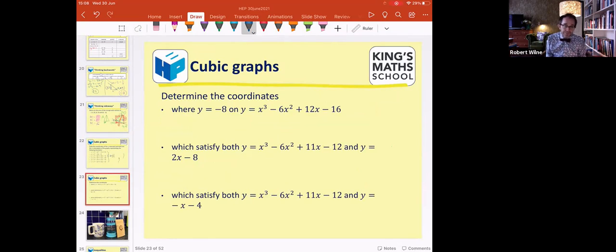Same sort of idea. So there's some algebra here. Time back to last week. So how do we find the coordinates? Well, we make that equal to -8, and then we go about solving that cubic equation, which we talked about last week. Good ways of doing so by factorizing using the grid. And then same thing here. Obviously, make it equal to 2x subtract 8 and equals -x subtract 4. What happens when you do so?